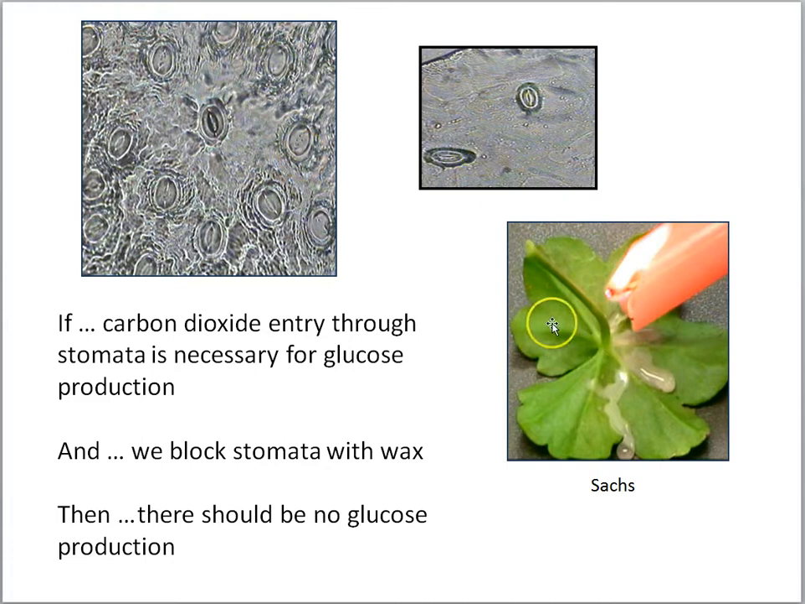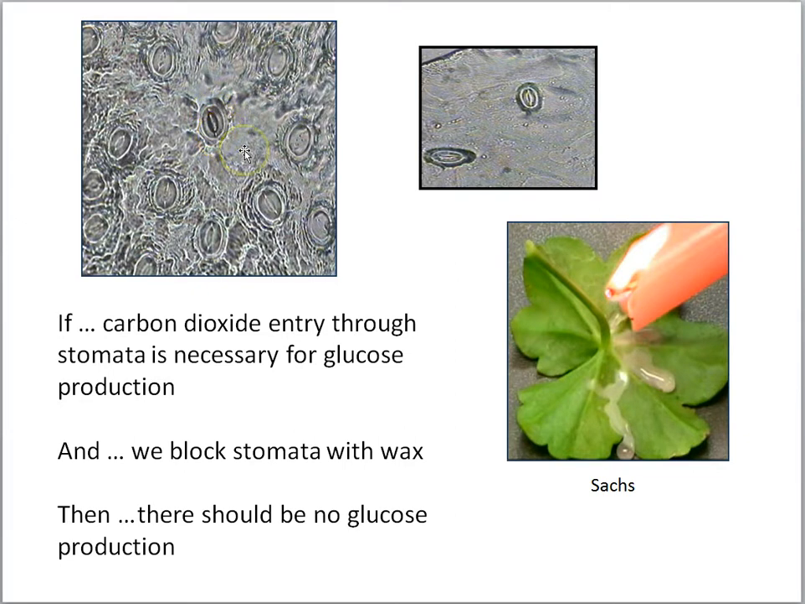Now, to make a visualization of this, that's what these pictures are here. What you can do is take nail polish and paint a little section of the leaf with nail polish. Let the nail polish dry, and then peel the nail polish off. We don't want the plant anymore. We want the nail polish. Put the nail polish underneath the microscope, and you can see tiny little holes. They're called stomata, and these are the entry points for carbon dioxide from the air.